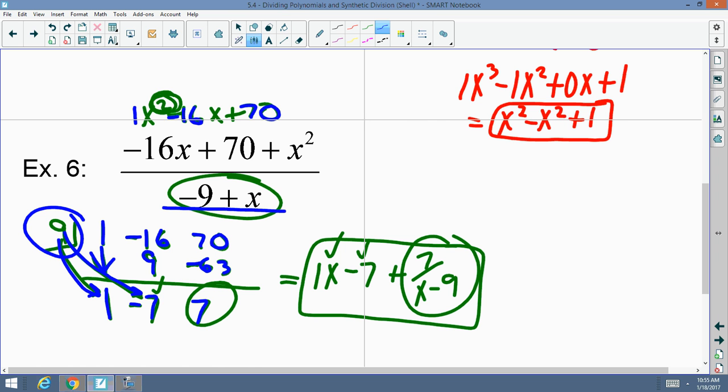Now I rewrite my answer using 1 less degree than the original. So this is going to be a 1x minus 7. And then I have a remainder of 7 over x minus 9. That's my remainder, sir. Thank you for your honesty. Does that help? Thank you, my brother.